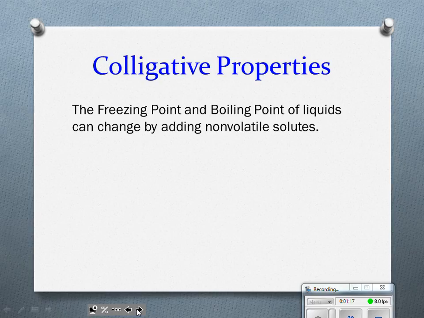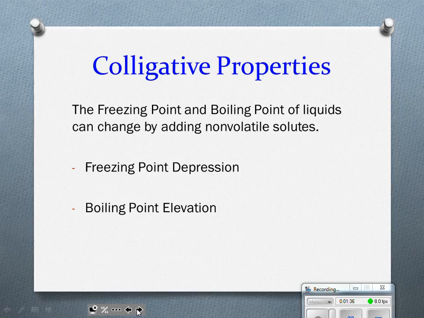So, colligative properties, by adding solutes, we can change the freezing point and the boiling point. We call this freezing point depression because it takes the freezing point down, and we also call it boiling point elevation because it increases the boiling point.